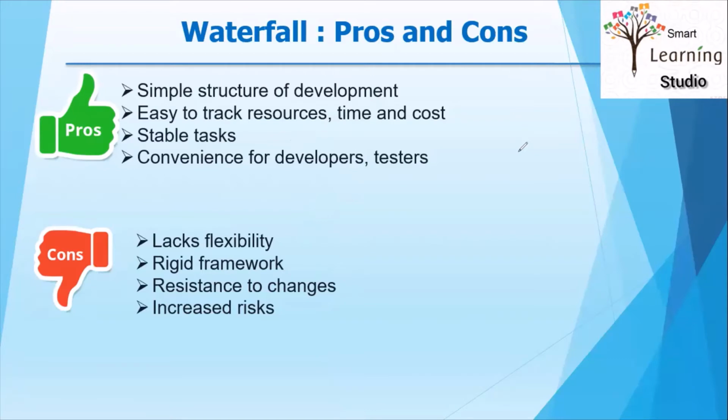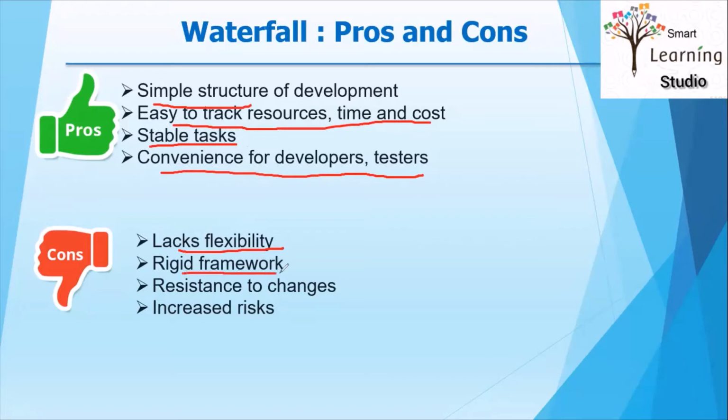Pros and cons of the waterfall method. It is very simple, as you can see. It is very easy to track resources, time and cost. It gives stable tasks. It is very convenient for developers and testers. What are the cons? It lacks flexibility. It has a rigid framework, resistance to changes, and increased risks. So we can see that this is a very simple method, generally useful for very large projects, but it is very rigid. Changes are not easy in this project.